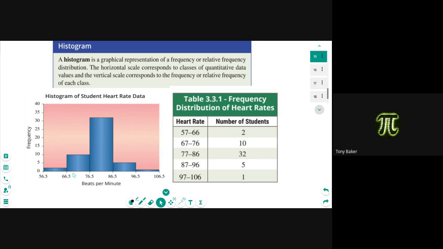But those values should not be the endpoints in your class widths. That makes sense? That's the big difference between that and a bar chart. A bar chart would have literally just said right below it, 57 to 66, 67 to 76. That's how you would have done the bar chart, and there would have been a little gap between them, and that would have been fine. But the histogram has got to be continuous.